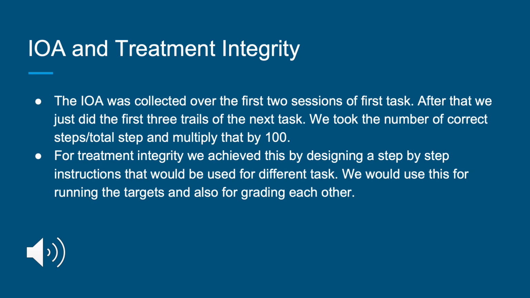IOA and treatment integrity. The IOA was collected over the first 2 sessions of the first task. After that, we did the first 3 trials of the next 2 tasks. We took the number of correct steps over total steps, and then we multiplied that by 100. For treatment integrity, we achieved this by designing a step-by-step instruction that would be used for different tasks. We would use this for running the targets, but also for grading each other, and we both created the step-by-step list and agreed that the steps were accurate and good to use for grading and following instructions.